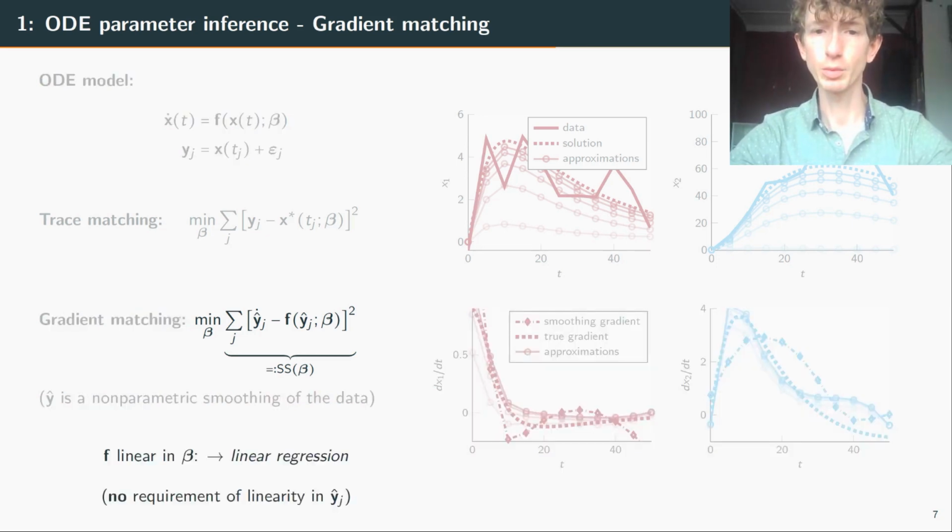But gradient matching is especially efficient in case the system is linear in parameters, so when the right hand side can be factored into a matrix function times the parameter vector. Keep in mind the system can still contain non-linear functions of the state. What's important is that linearity in parameters means the sum of squares minimization reduces to linear regression, which permits the use of convex optimization.